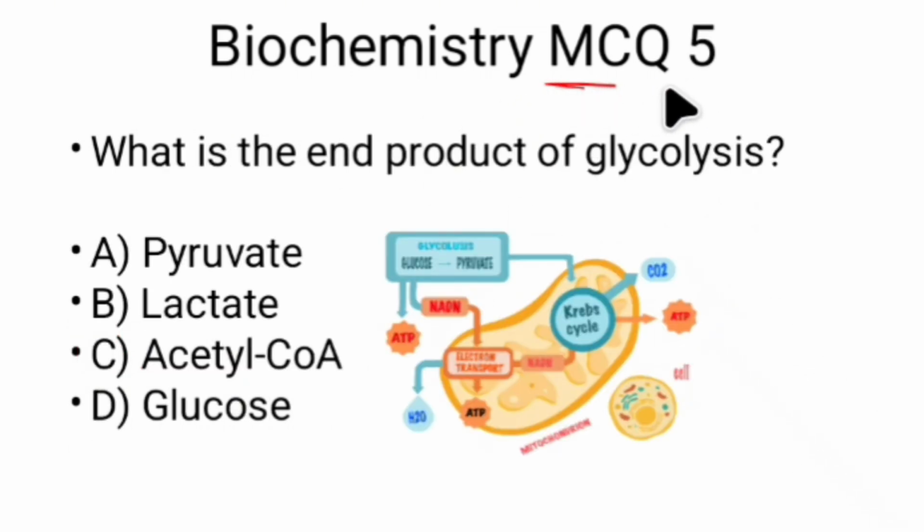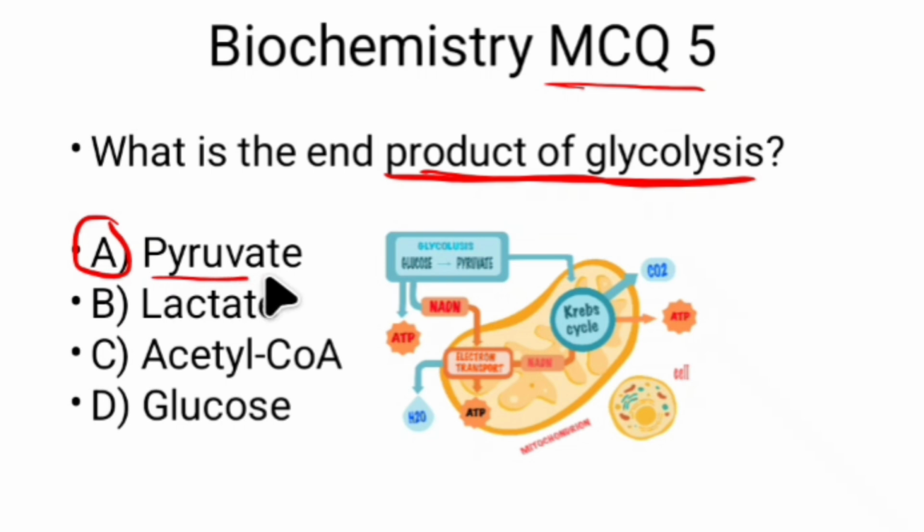Question number 5. What is the end product of glycolysis? The correct option is A. Pyruvate is an end product of glycolysis.